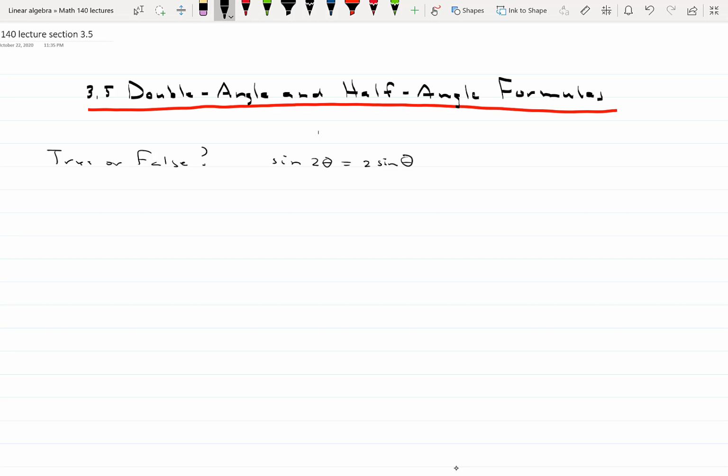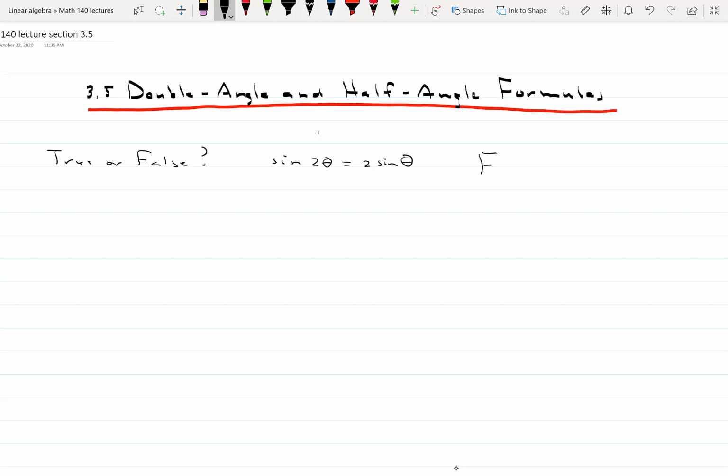It looks like we should be able to factor that 2 out, but it's too good to be true. It doesn't work. It simply doesn't work. You can't factor constants out of trig functions like this. In fact, you can't factor constants out of almost any function that you're going to deal with as a STEM major. So it's false.